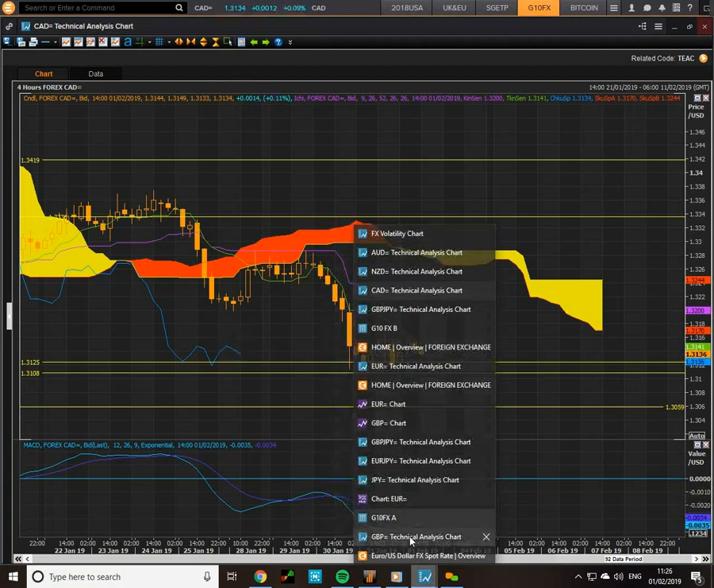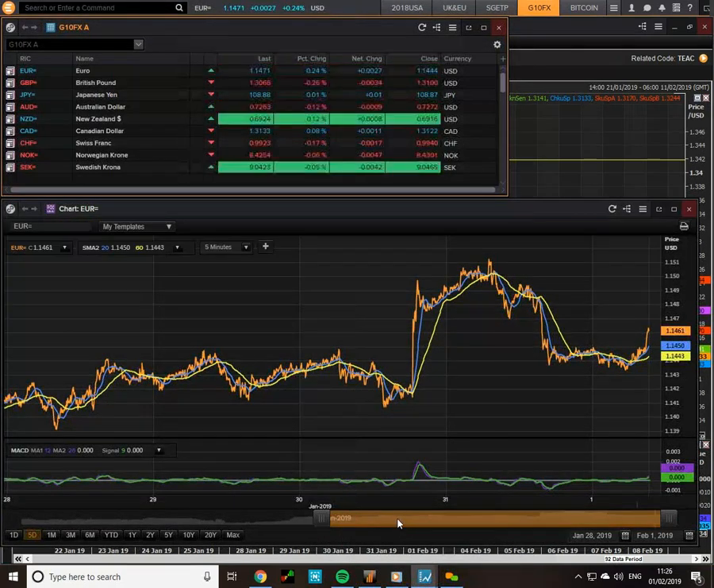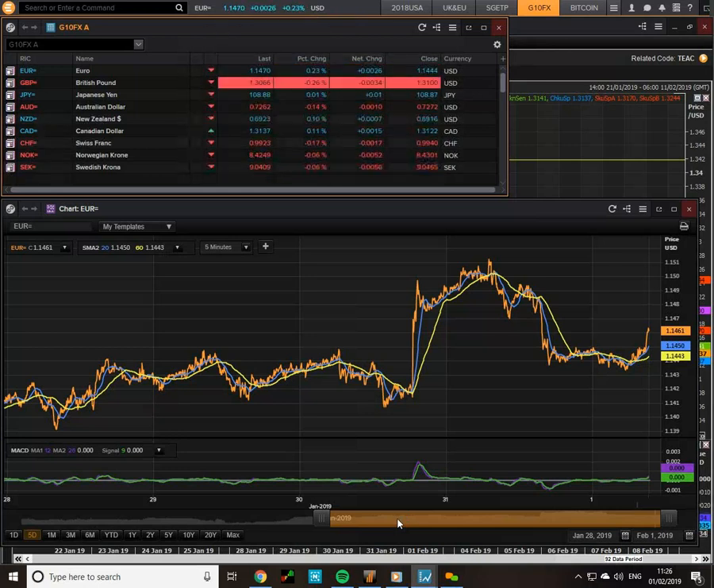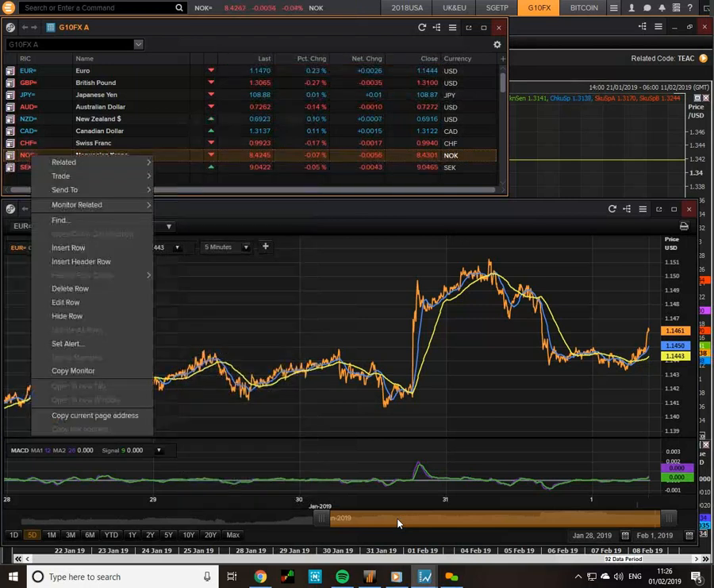And then that's the main ones I wanted to cover in the G10 FX pair. The Swiss franc is not particularly exciting right now. Let's look at the NOK one here.